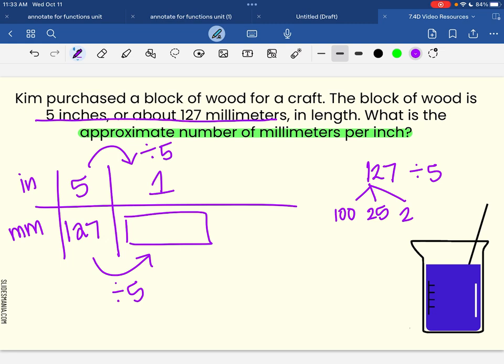So I see 100 divided by 5. I know that that's 20. 25 divided by 5 is 5. And then 2 divided by 5 is just 2/5 or 4/10. So when I add up all of my partial quotients, I get that it is 25 and 4/10. So 1 inch is equivalent to 25 and 4/10 of a millimeter.